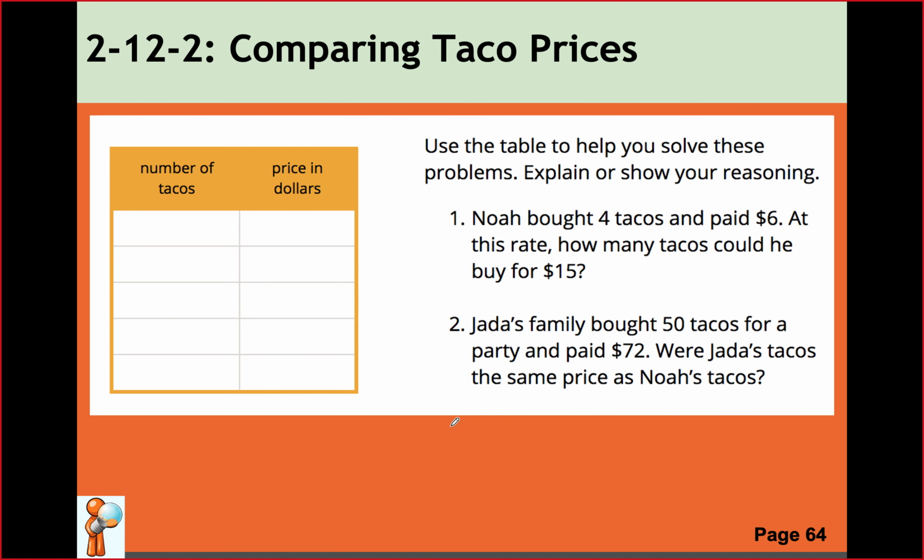All right. So we've been learning about ratios and tables. So we're going to use this table to help us solve for this problem. So Noah bought 4 tacos and paid $6. At this rate, how many tacos could he buy for $15?